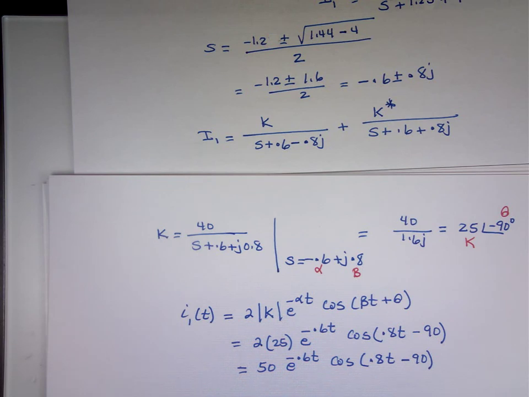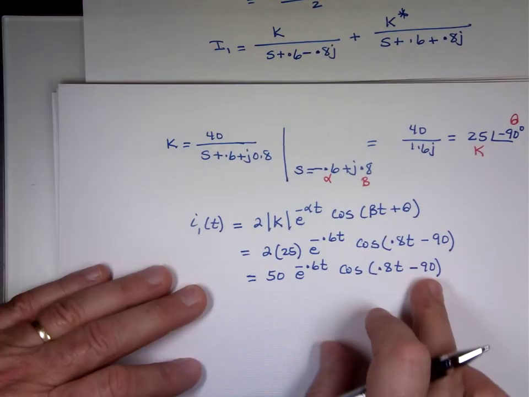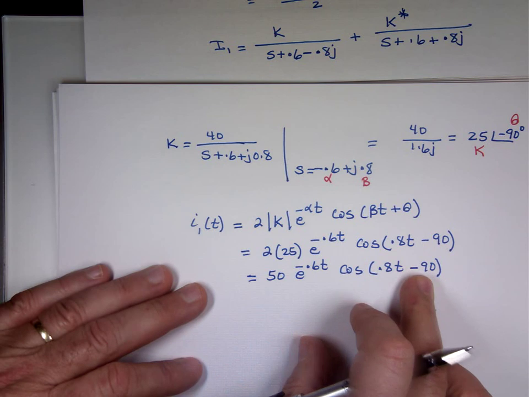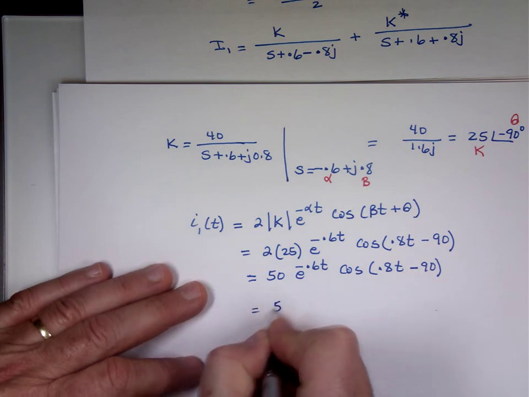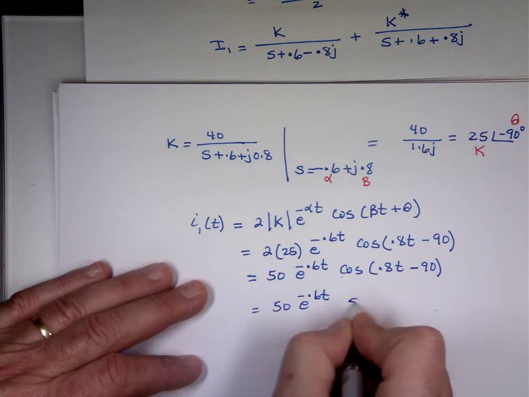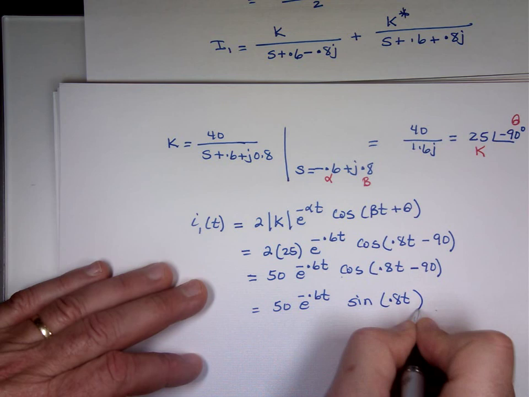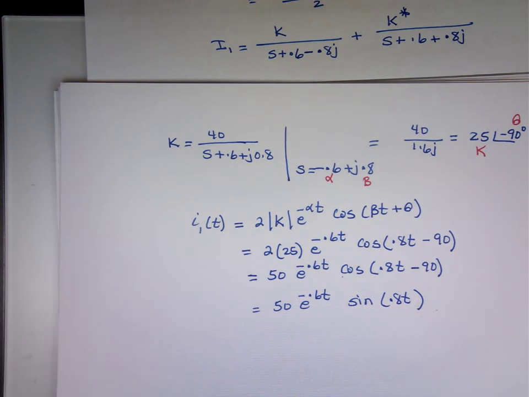Now, what some books might do here, because that's a negative 90 degrees, right? So they might make it 50 e to the negative 0.6t. Instead of cosine, that's what? Sine. Right? Because what's the difference between sine and cosine? Shifting of how much? 90 degrees.